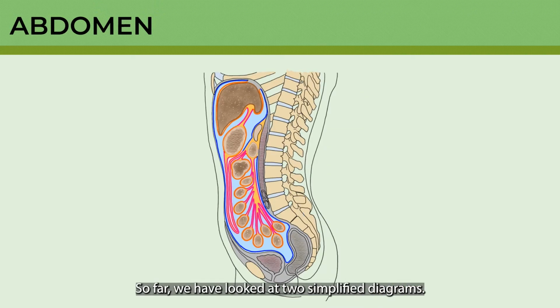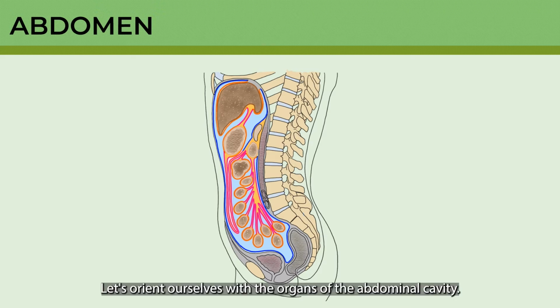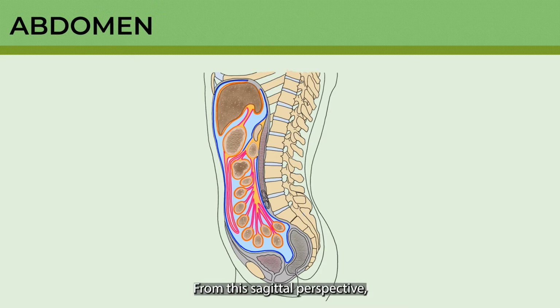So far, we have looked at two simplified diagrams. This sketch is more akin to what we'd find in person. Let's orient ourselves with the organs of the abdominal cavity from this sagittal perspective.